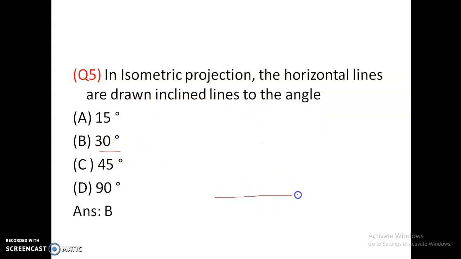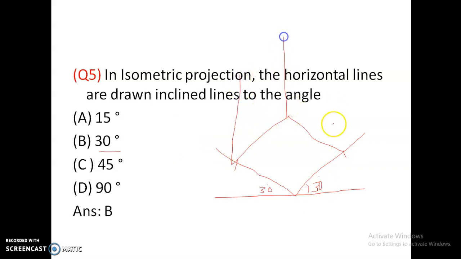degree. Okay, in isometric projection, the inclined lines are drawn at an angle of 30 degree, and if a cube is to be drawn, it is drawn on these lines. So all the horizontal lines are inclined at 30 degree and all the vertical lines are vertical. If you draw a cube, all the vertical lines are vertical, but all the horizontal lines are inclined. These two are parallel. This line is inclined at 30 degree. This is parallel to this line.